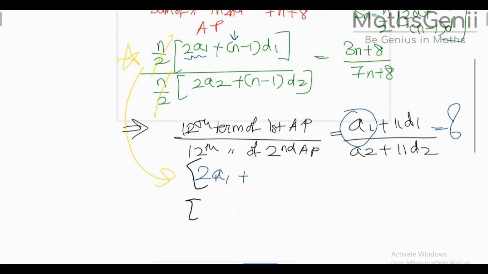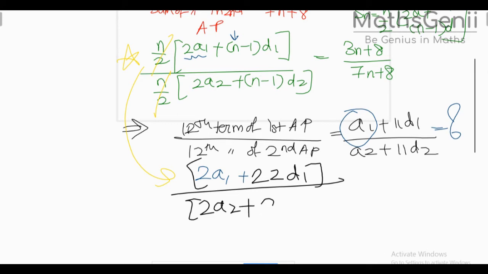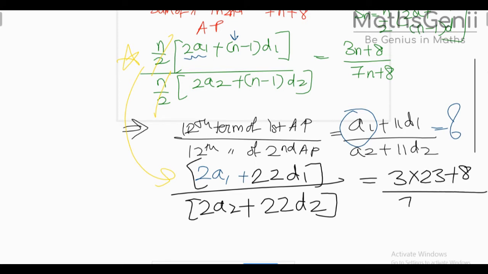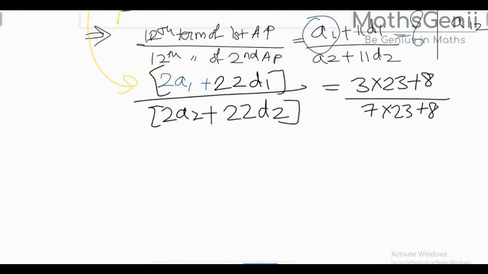So (2a1 + 23 - 1)d1 upon (2a2 + 23 - 1)d2. Again, on this side also I'll have to put 23. Okay. Now, let's calculate. 23 sevens are 161 plus 8, 169.